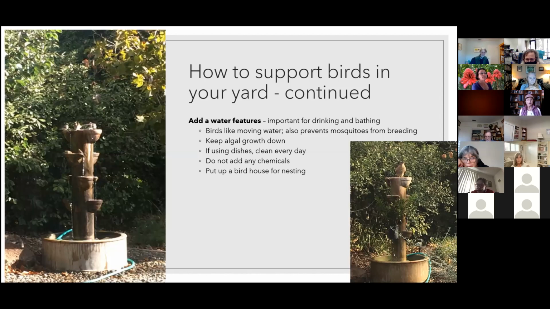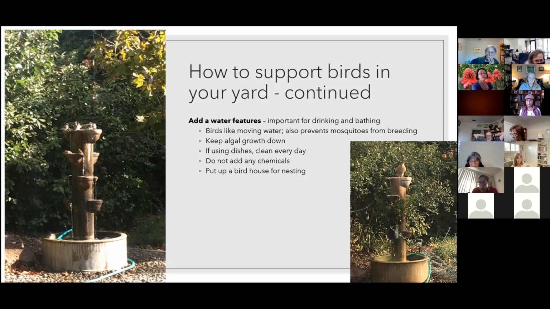A water feature is also very nice. It's important for drinking and bathing of all kinds of wildlife. This is the fountain in our backyard. Birds really like that moving water. You can see them bathing on top and drinking from those springs. Having moving water also prevents mosquitoes from becoming established, and it keeps the algal growth down, though we do have to clean them out pretty regularly. If you do use dishes, make sure that they stay clean, again, to prevent diseases. Never add any chemicals to prevent algal growth, so no chlorine or anything like that.